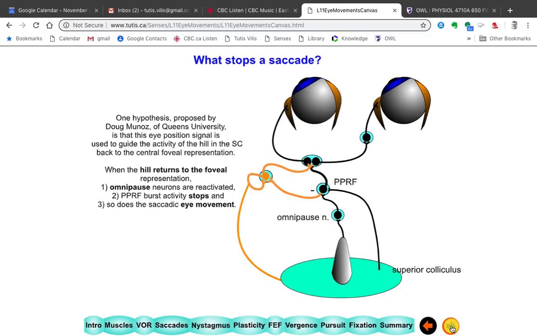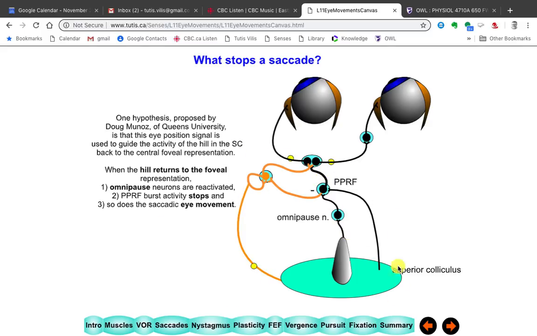As a consequence, it's very useful for stopping saccades. You can see here that the saccade started here and then moved over to here and then stopped. Well, it is the signal from this structure here that guided the hill from here to here and told the eye, okay, I've reached. Your eye, I think, has reached the position it should be at. And then we should stop the PPRF from firing.